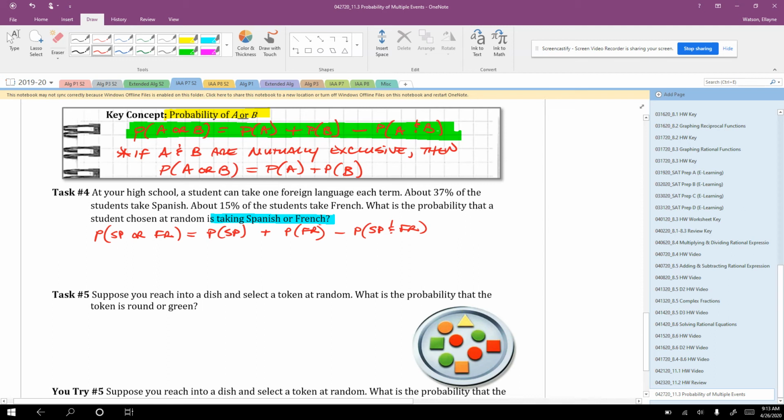Okay, so now some of you guys must be thinking it already, and so I'll just go right to it. Is it possible? Are these mutually exclusive? They are. It cannot happen at the same time. Where do I see that? It says a student can take one foreign language each term, right? So these are mutually exclusive.